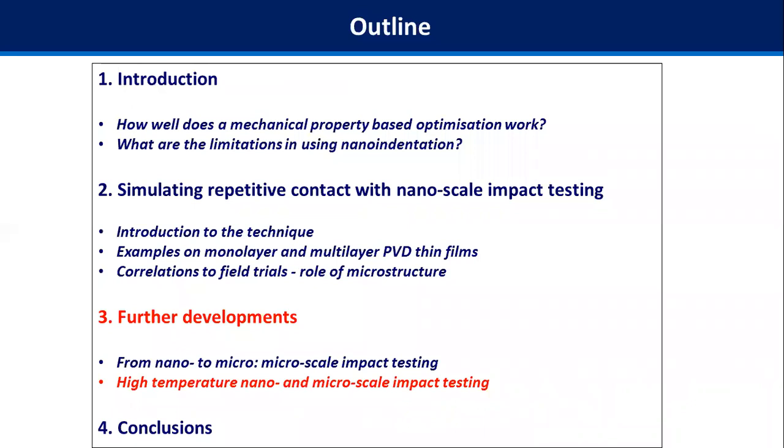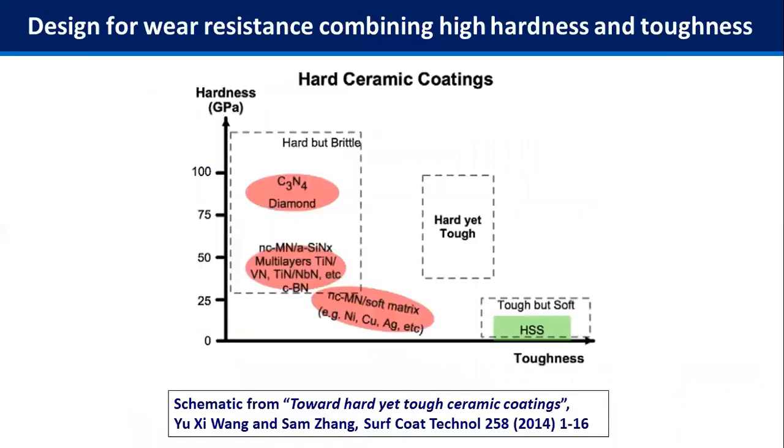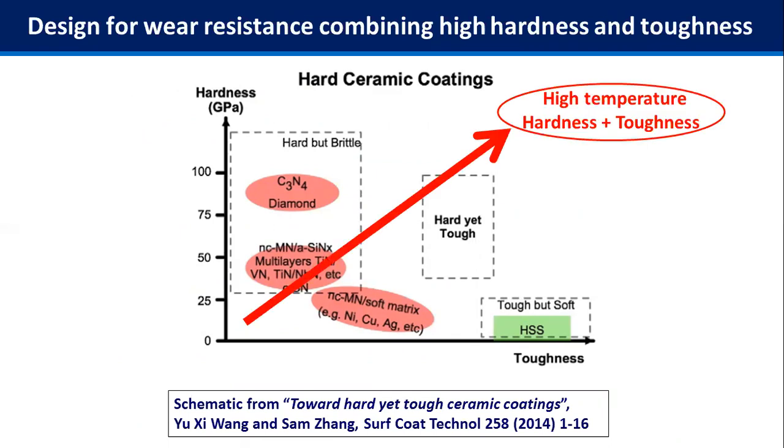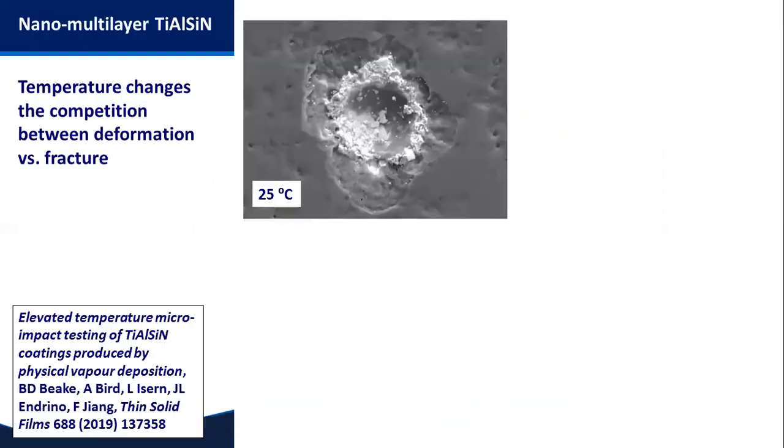So the last thing I want to talk about is a little bit about high temperature nano and microscale impact testing. So if we think in general about how we design coatings for wear resistance, we often want to combine hardness and toughness, as shown in this excellent schematic from Sam Zhang, developing hard yet tough coating systems. But actually, if we think about many of these applications that we're trying to simulate, there are very high frictional temperatures generated in contact. So really, we're probably more interested in the high temperature properties of the coatings, the high temperature hardness, the high temperature toughness.